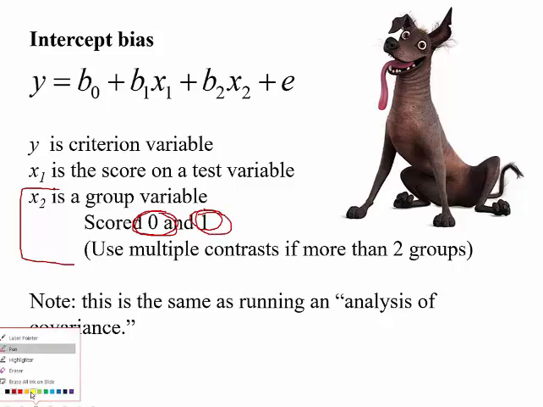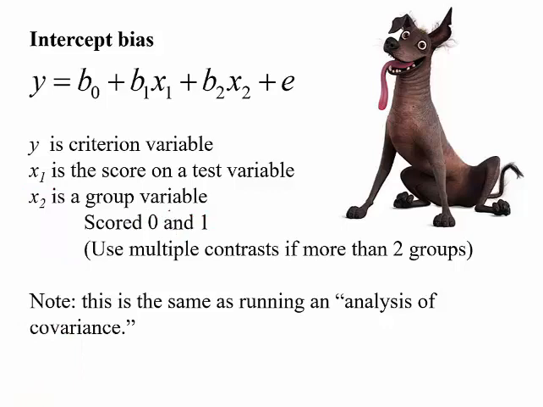Or maybe I have two different cultural groups, and I'll say one cultural group will be called group 0, and the other group will be called group 1. So whatever the two groups are that I'm comparing to see if I have a difference between these two groups, to see if there's a bias or a difference between the groups, one group gets scored 0 and the other gets scored 1.